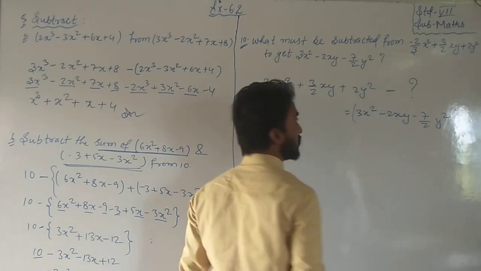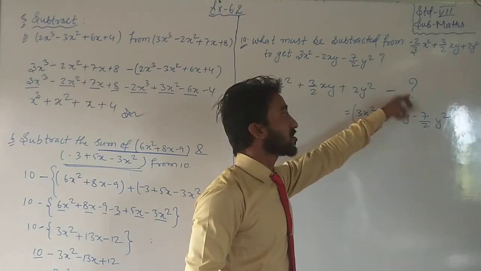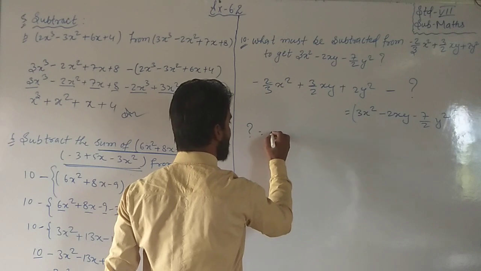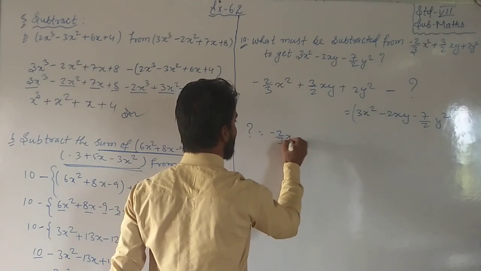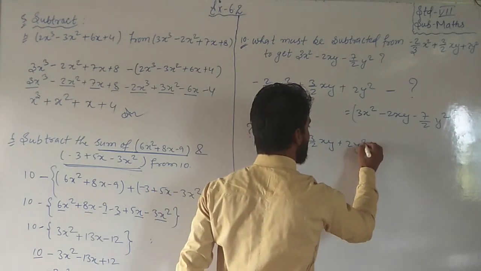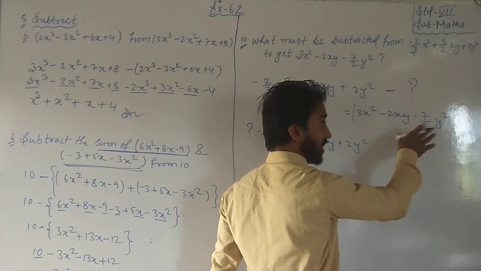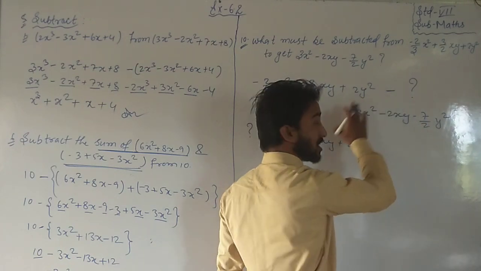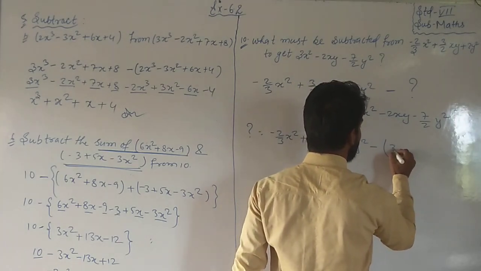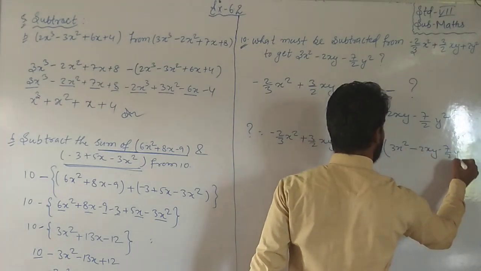Okay students, so what will we do? Simple. All these terms we will transfer to this side, and this question mark we will put on that side. So right here the question mark equals minus 2 by 3x square plus 3 by 2xy plus 2 by y square. Now this term will be negative. Why? Because all these terms are positive after the equal to, so when transferred before the equal to, it will be negative. So right here minus 3x square minus 2xy minus 7 by 2 y square.